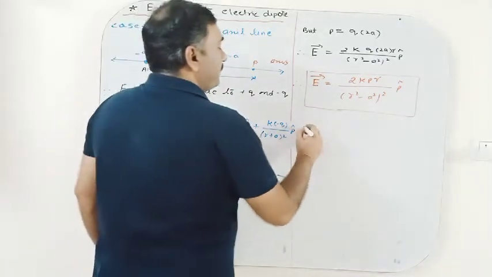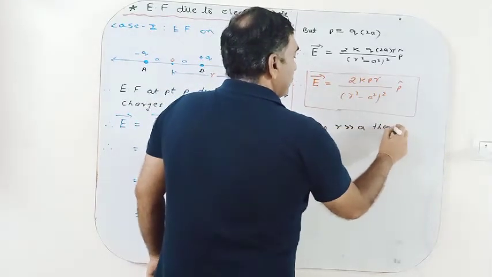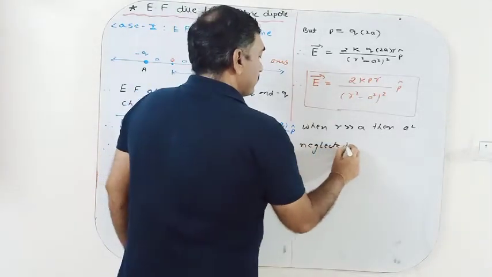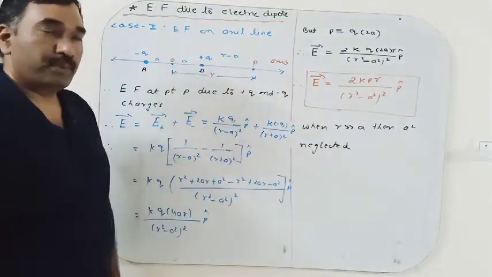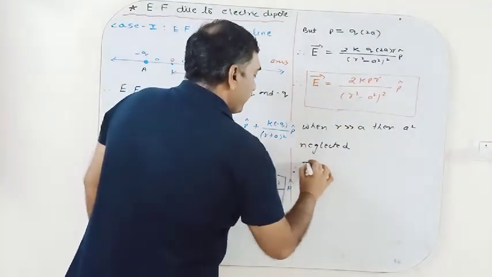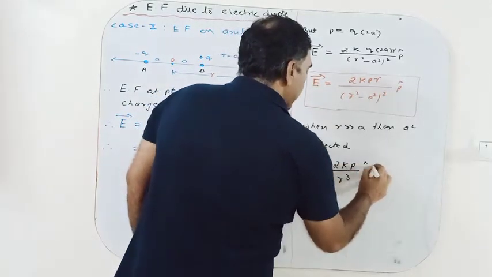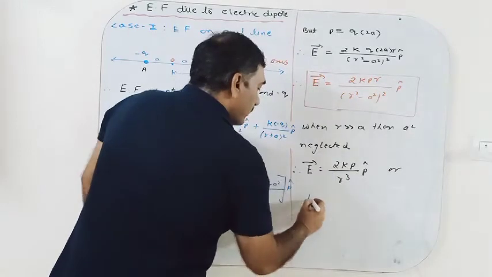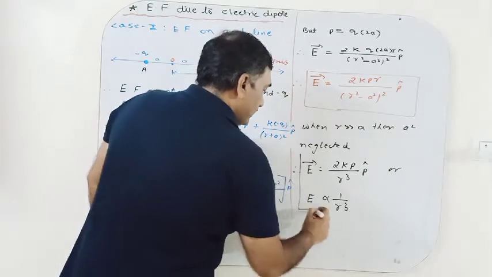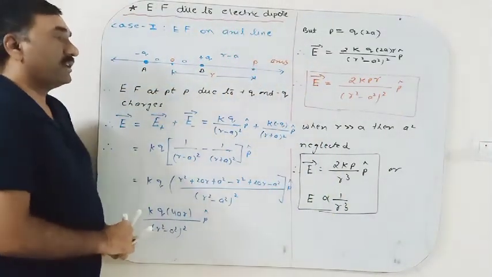And when r is very much greater than a, a square can be neglected as compared to r square. From the denominator we neglect a square, and then the electric field E is equal to 2kp upon r cube, in the direction of p caret, so the magnitude of the electric field is proportional to 1 upon r cube. This is the formula for the electric field at any point on the axis of an electric dipole.